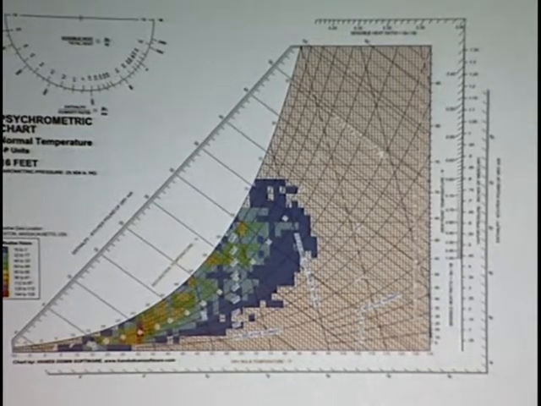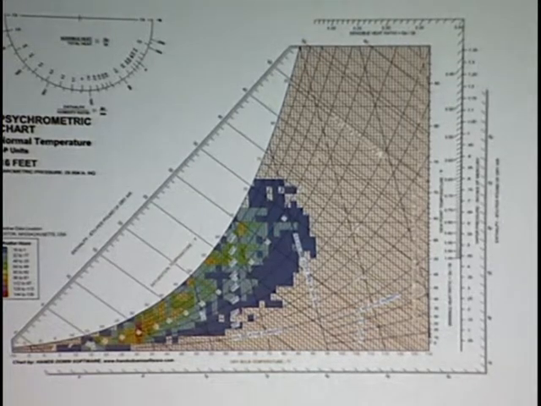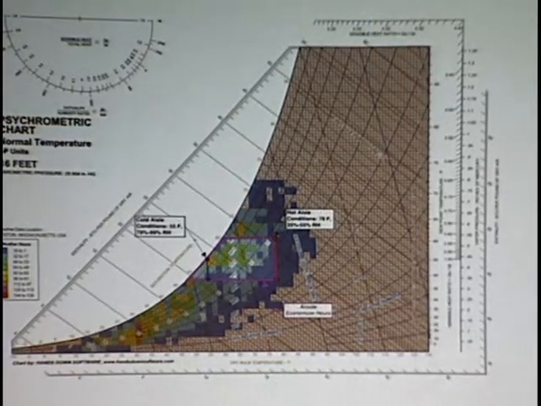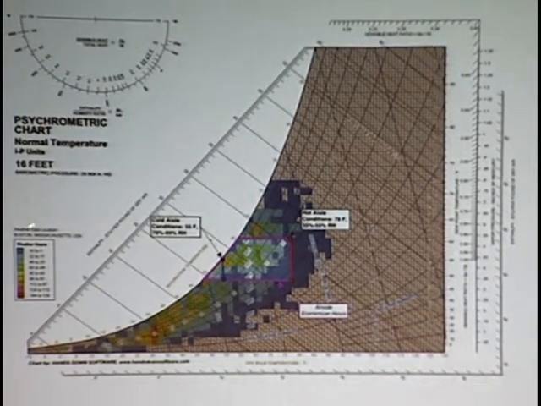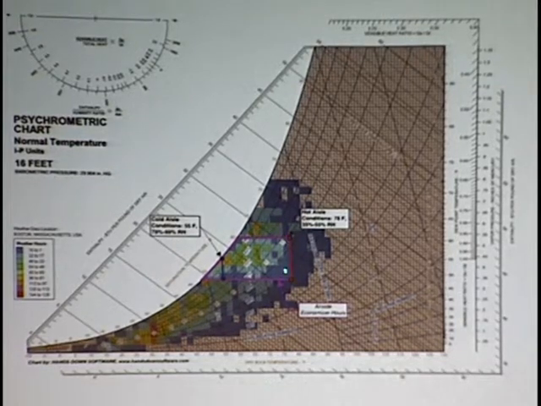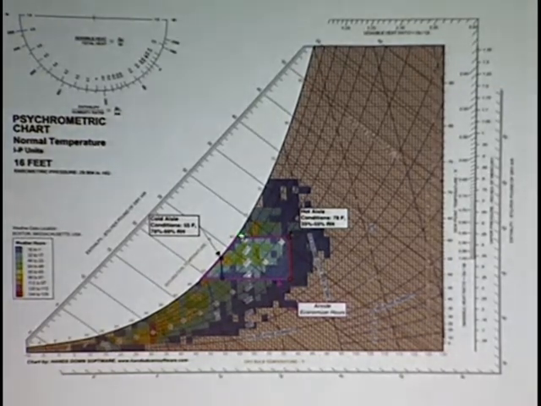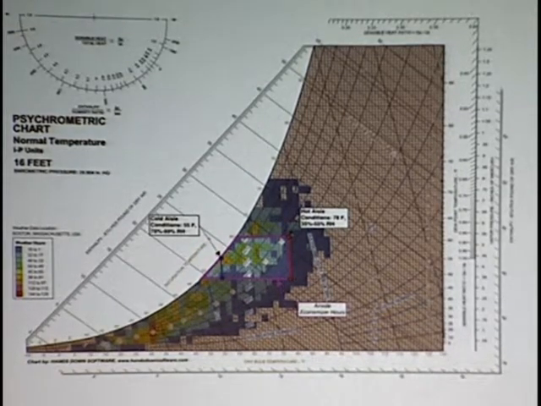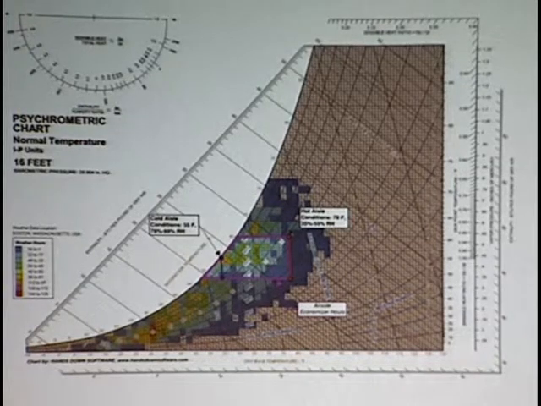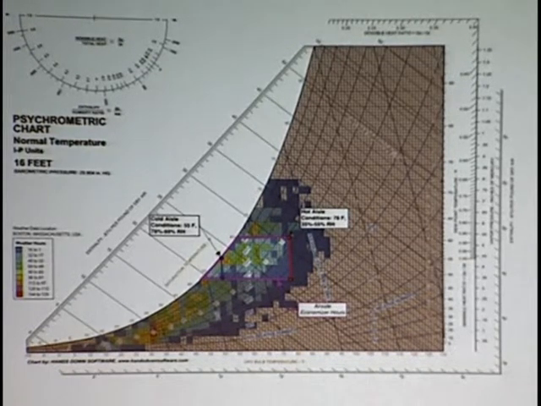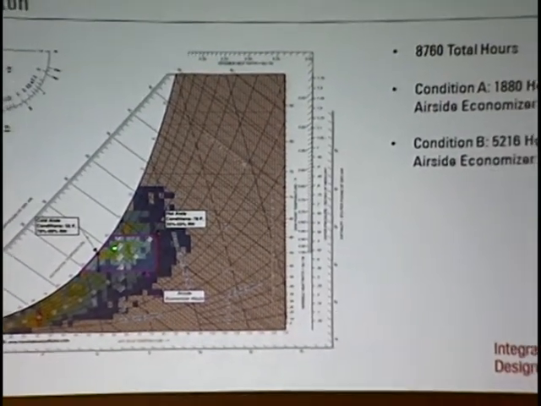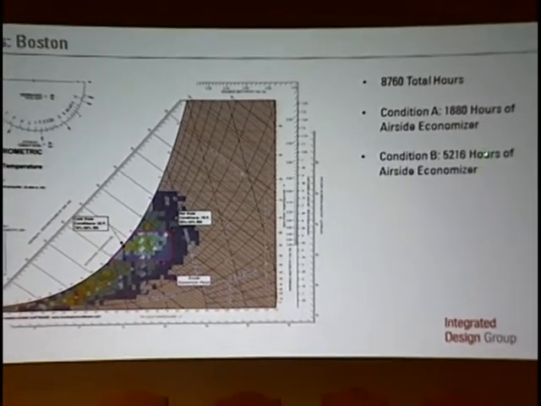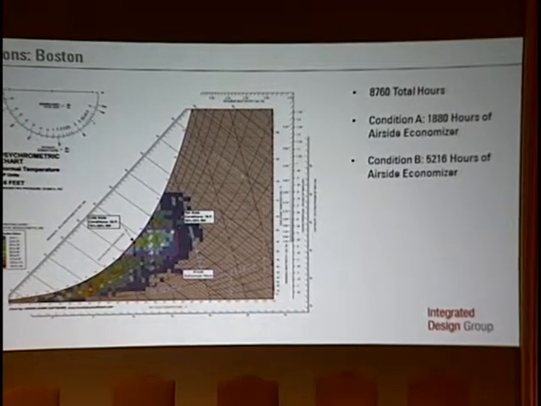So if we create a window in here which shows how many hours per year, which shows what conditions you can run airside economizer on in Boston under condition A, which was our conventional condition, we see here that this box, the hours within this box, total 880 hours of airside economizer.